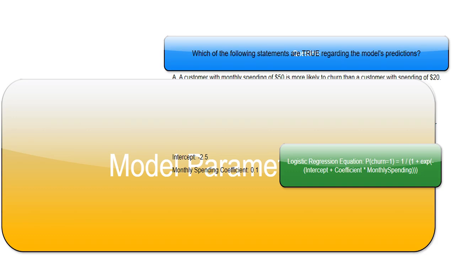This is the model's starting point. It's what the model predicts when monthly spending is 0. Think of it like the base level of churn probability.